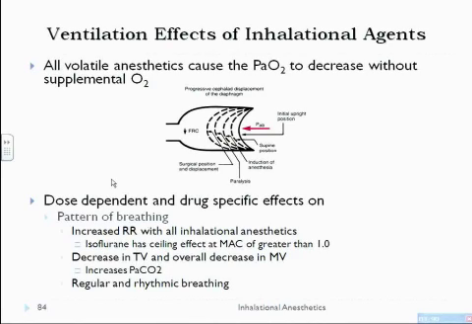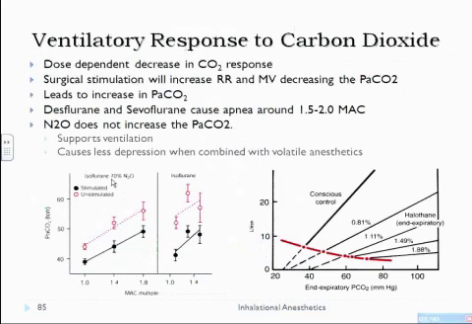And isoflurane has a ceiling effect around a MAC of greater than 1. You see a decrease in tidal volume and overall decrease in minute ventilation. As a consequence, you see an increase in PaCO2. You see a normally regular rhythmic breathing pattern you see with all the patients that develop anesthetics. What you see is the CO2 response curve is significantly diminished.